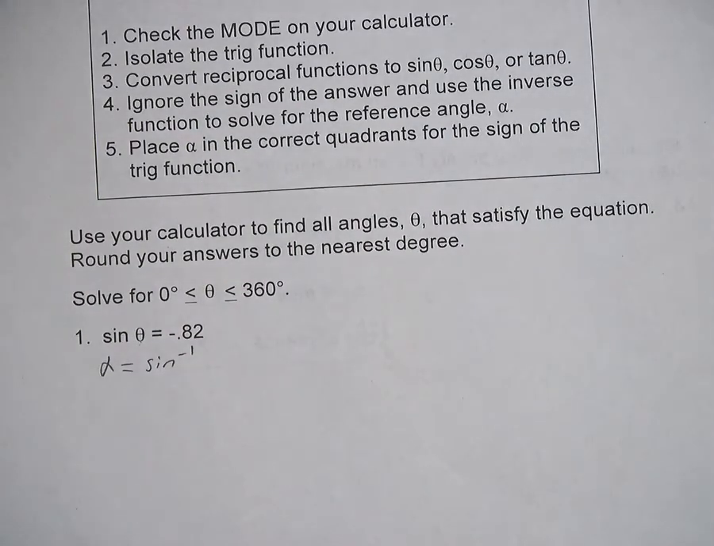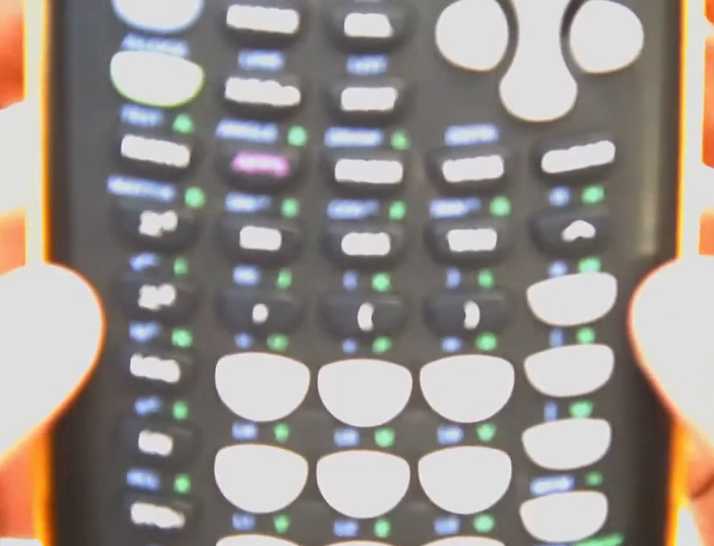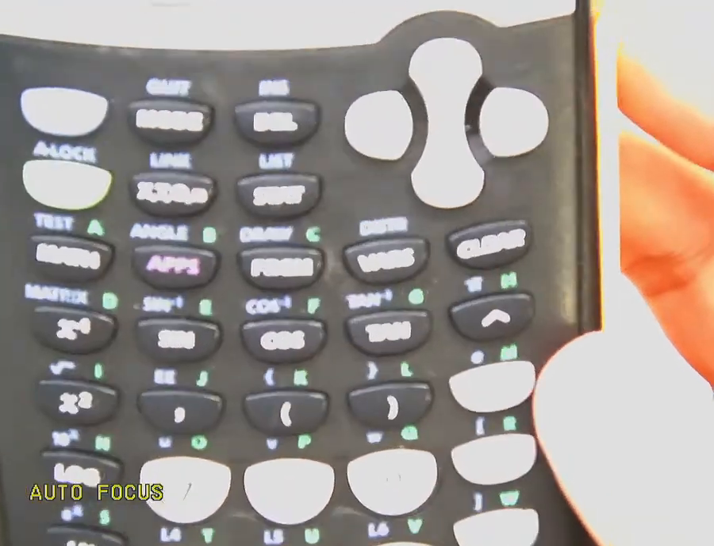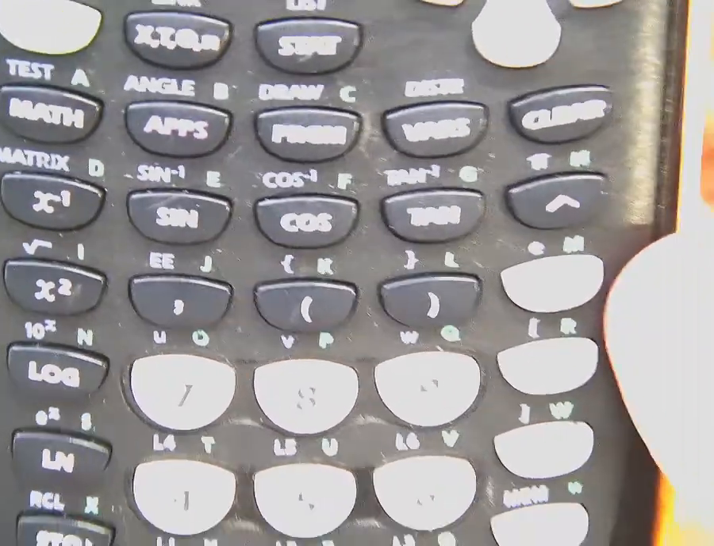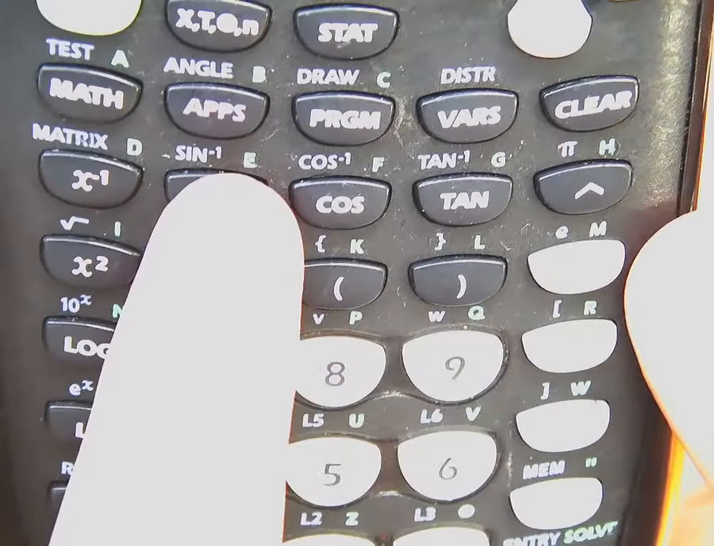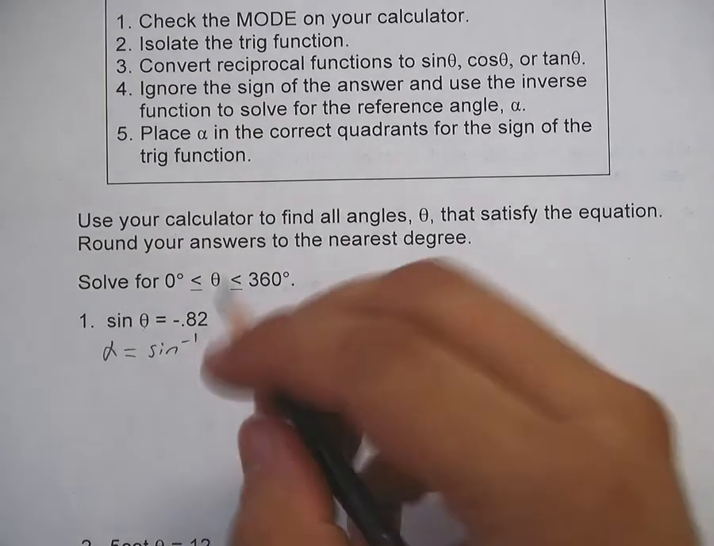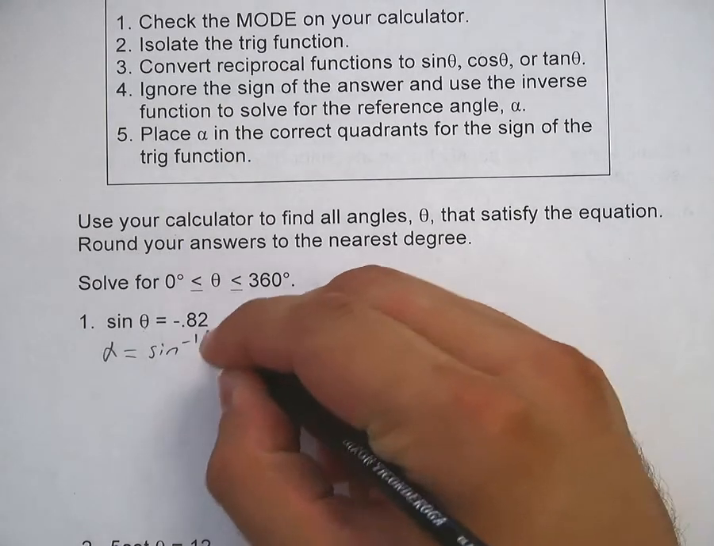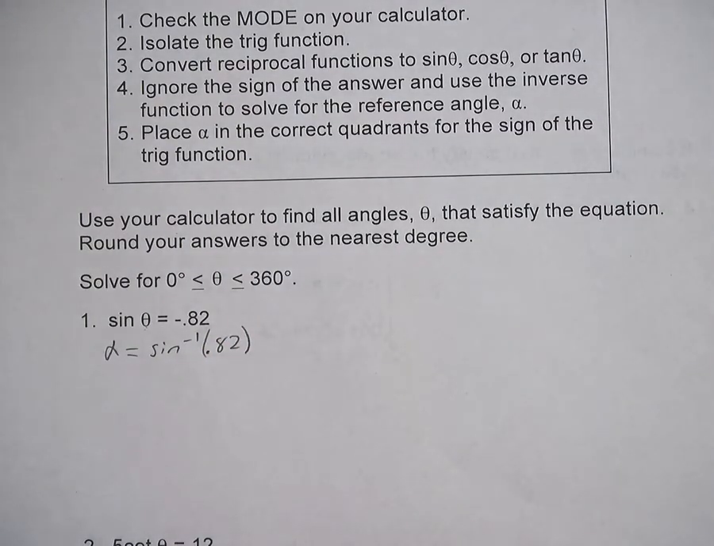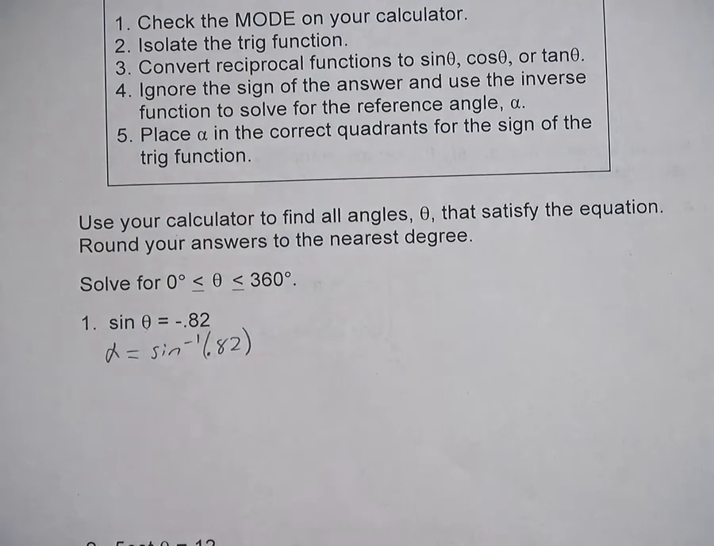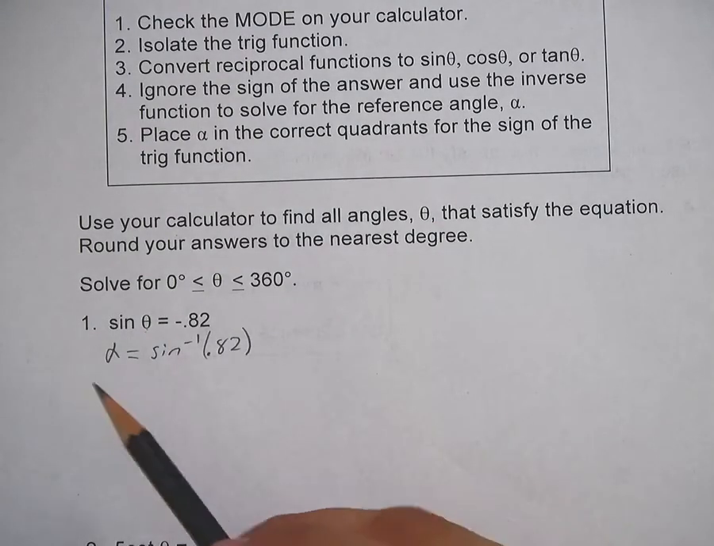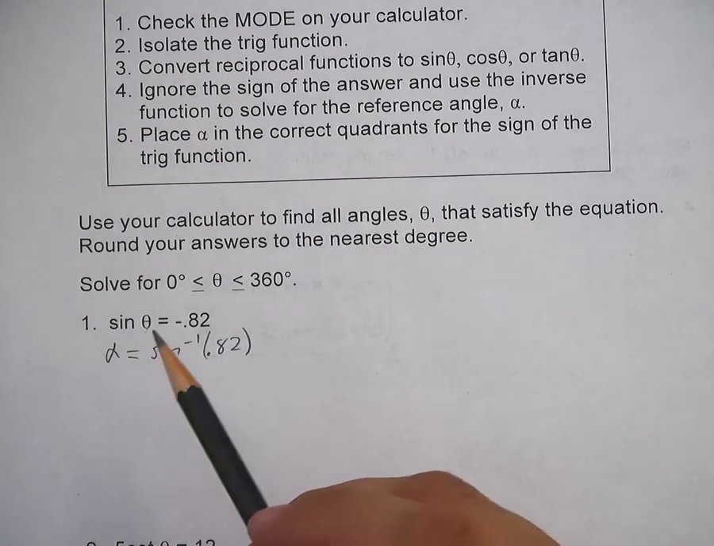And if you look on your calculator, there's actually a button right above sine. There it is, right above sine right here. There's a little sine to the negative 1 thing. That's how we're going to do our zoom. And there's a little sine to the negative 1 thing of 0.82. What this does is it allows you to figure out what the reference angle for this actually is.